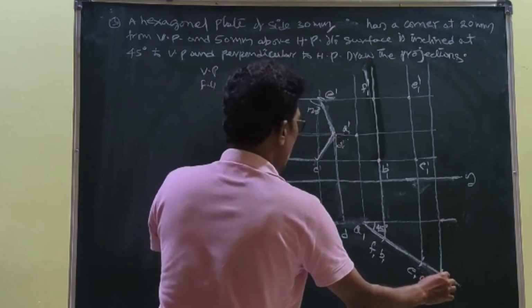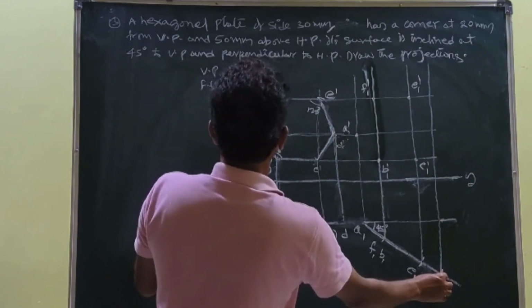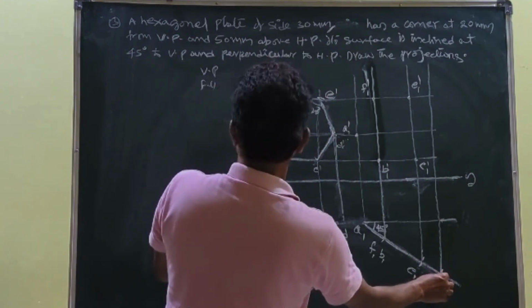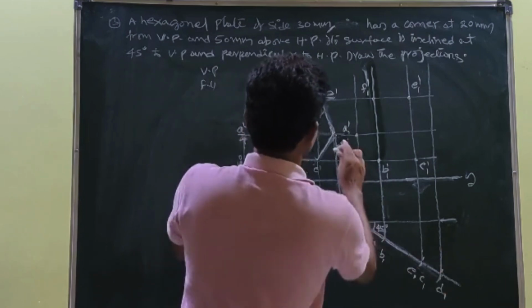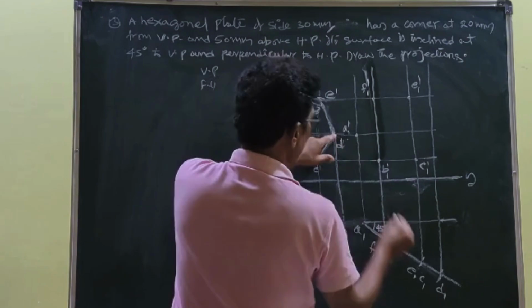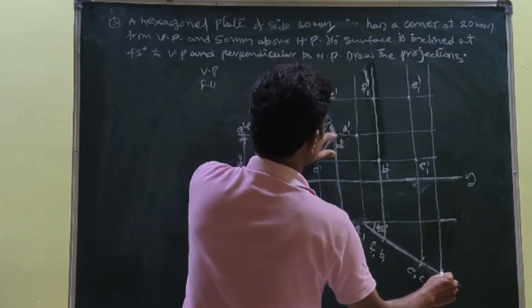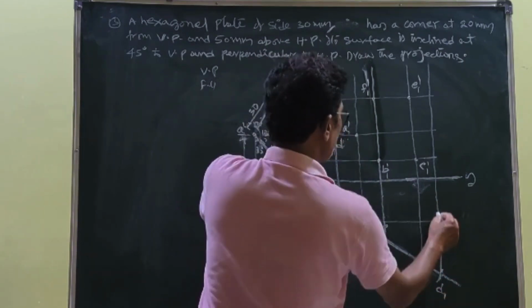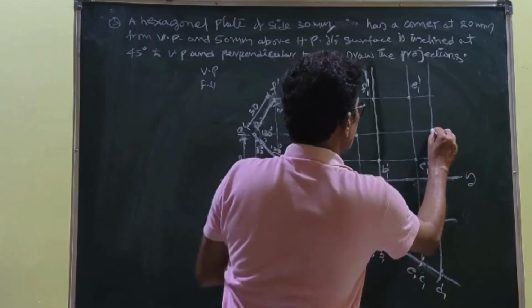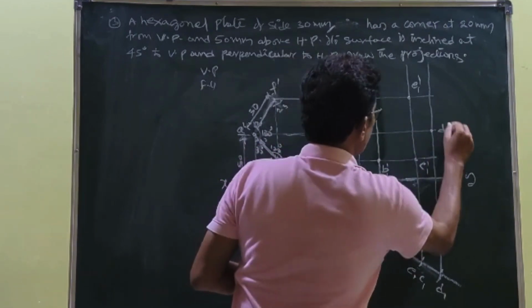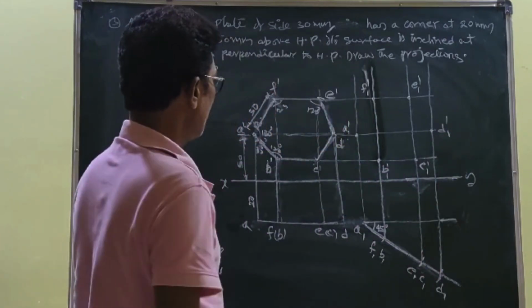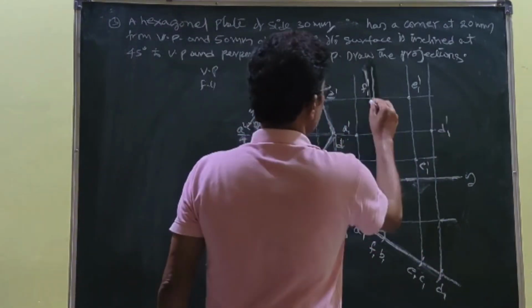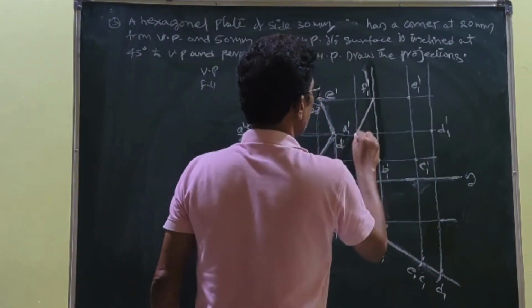Coming here D1. Where is D? This is the D. This is the D1. This is the D dash. So they are meeting, horizontal and vertical projector, here. So this is the D1 dash. Then you simply join these points.